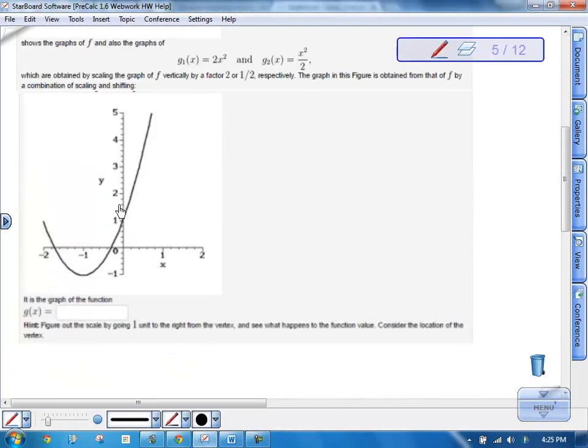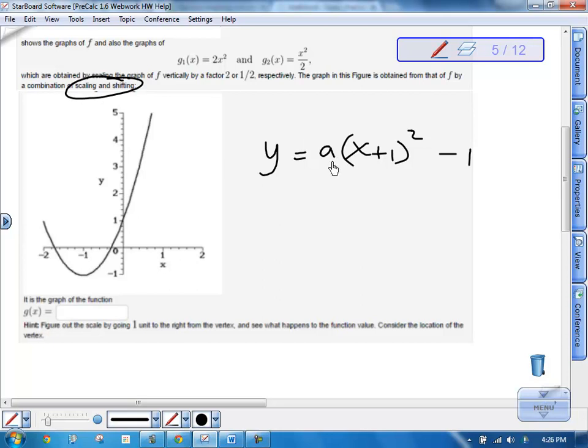So we need to find a function for this one now, which it says has been shifted and scaled. Okay, so we know that this is y equals x squared, but we have to add 1 to x to move it to the left 1. But we also have to subtract 1 outside here, or add 1 to y on the side, either way, to get it to move down 1.